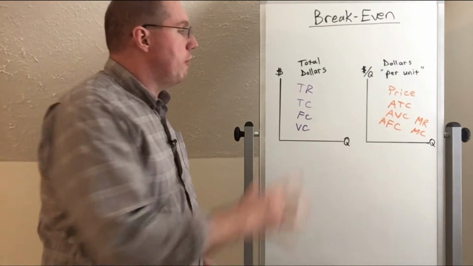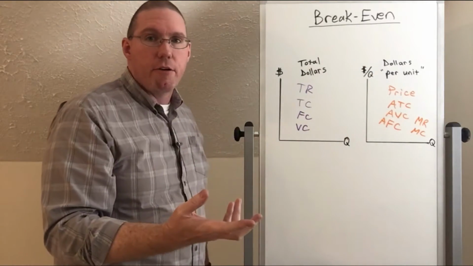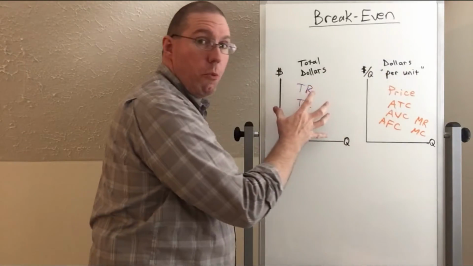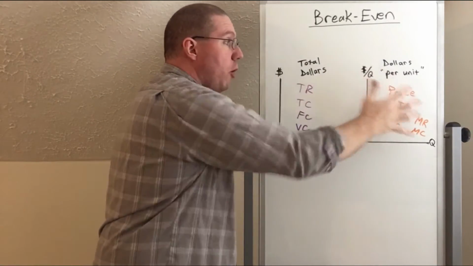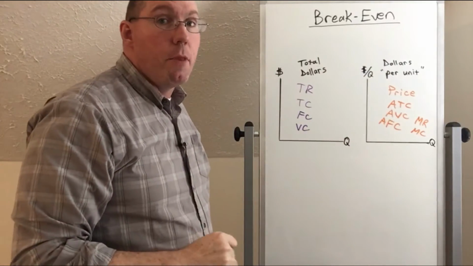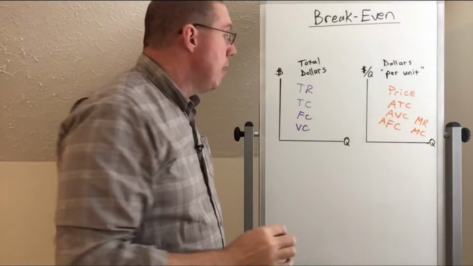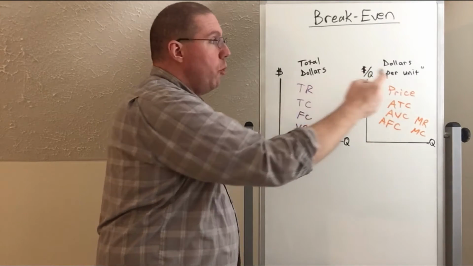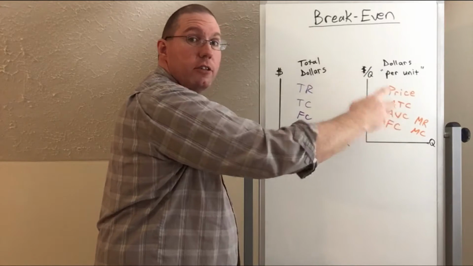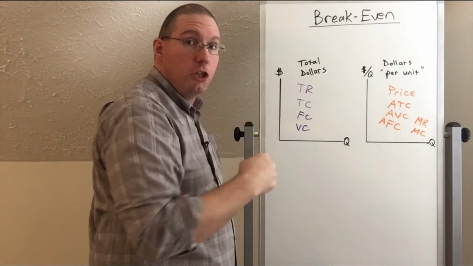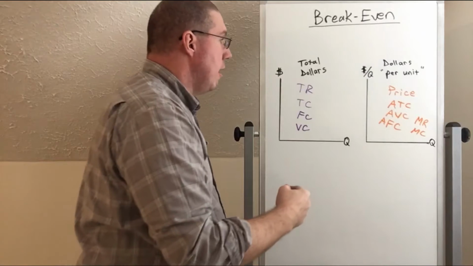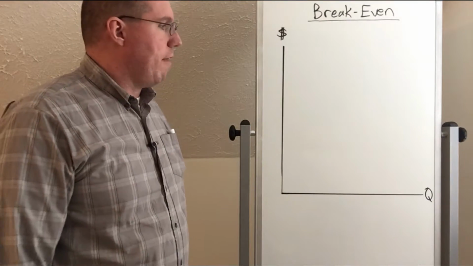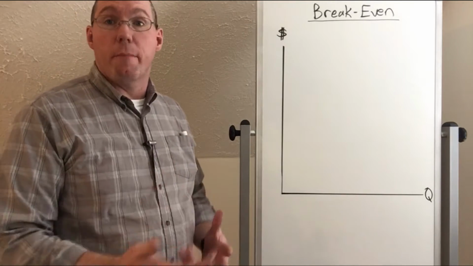So now that you understand the two types of graphs, here's what you need to understand. For break-even analysis, we can look at this one or this one. Both of these can show us break-even analysis. But the one we're going to look at today is the total dollars graph. We're not going to look at break-even analysis with the dollars per unit graph until Unit 3. So what we're about to do is going to be done on the total dollars graph. All right, so let's go ahead and graph all the variables that we need.